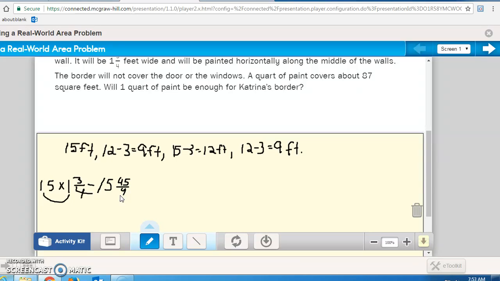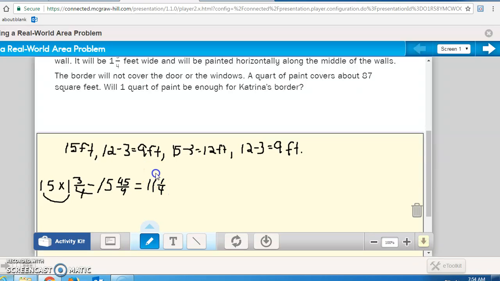So I have 15 3/4. But I need to remember that that's 45 fourths. Now I need to convert that, because 45 divided by 4 would be 11, because 11 times 4 is 44. I'd have 45 minus 44 is 1. So I actually have 11 1/4.